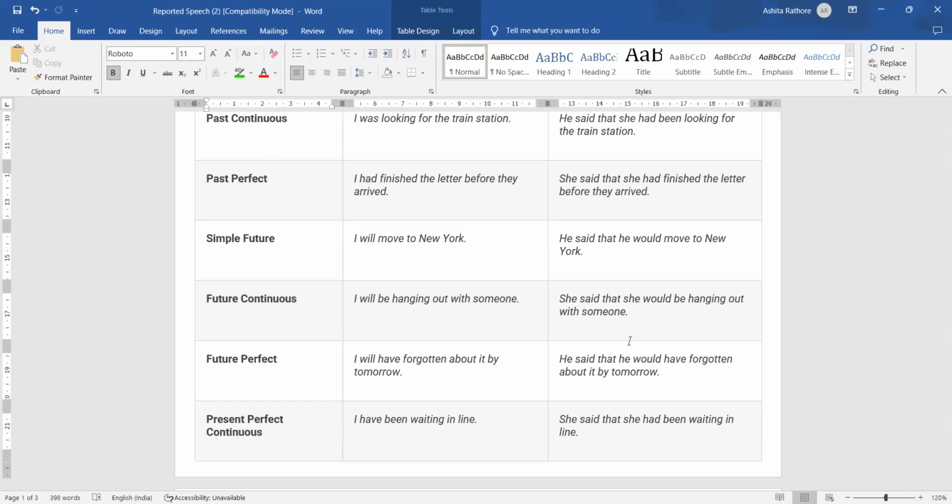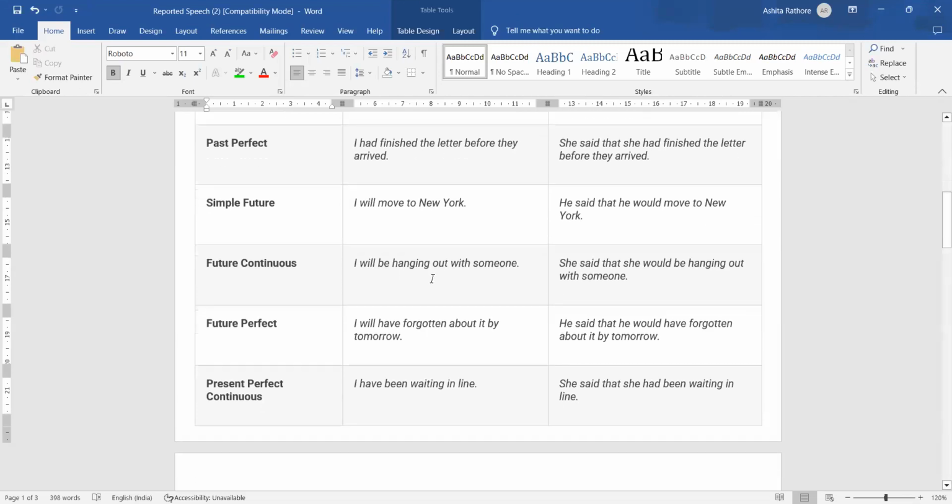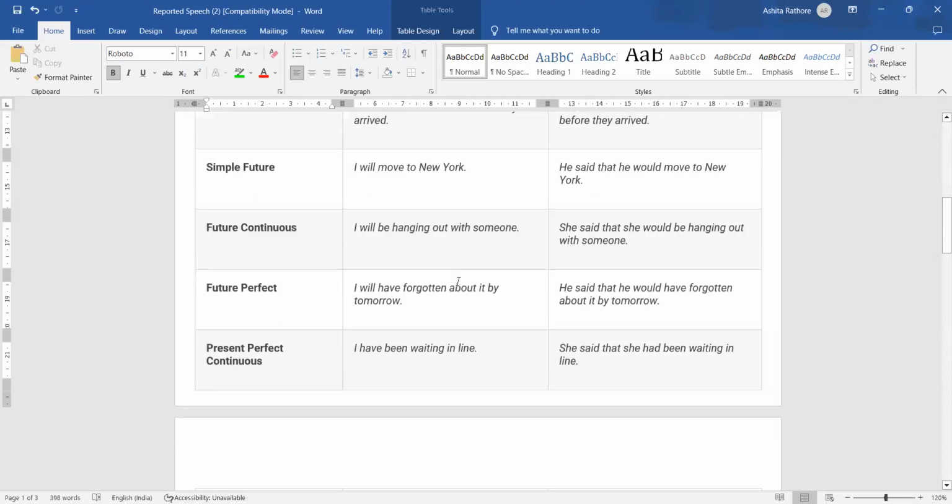Now we come to the future tenses. When we were dealing with past tense and everything, we saw that it very comfortably made a transition. When we came to the future tense, what is happening? Why is the future tense breaking away from the pattern?